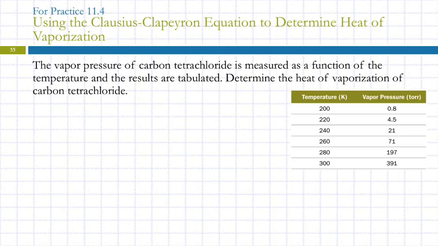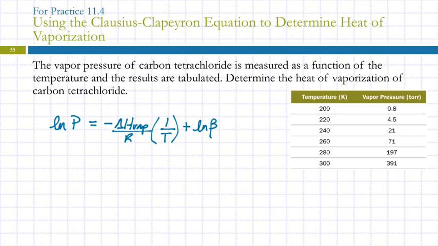The Clausius-Clapeyron equation is the natural log of the vapor pressure is equal to negative heat of vaporization over R times 1 over the temperature, plus the natural log of beta that we don't care about. So what we need is the natural log of P. So in your spreadsheet, you'd have this data in here, and you'd make another column where you take the natural log of this. So I'm going to stick that over here, natural log.